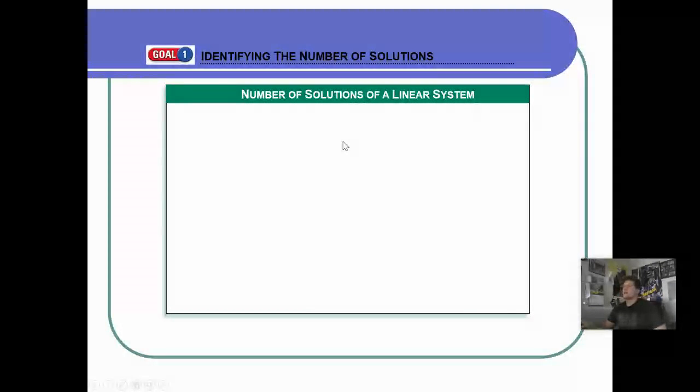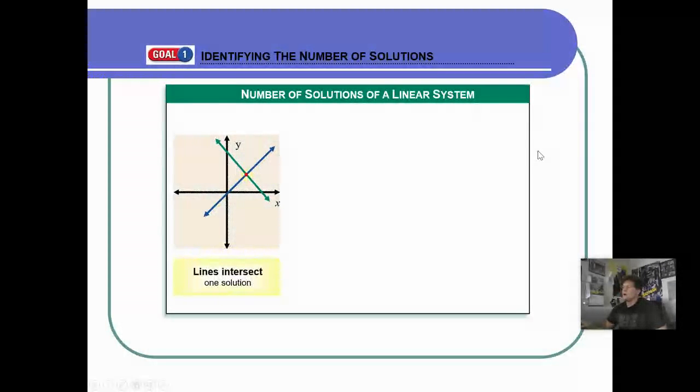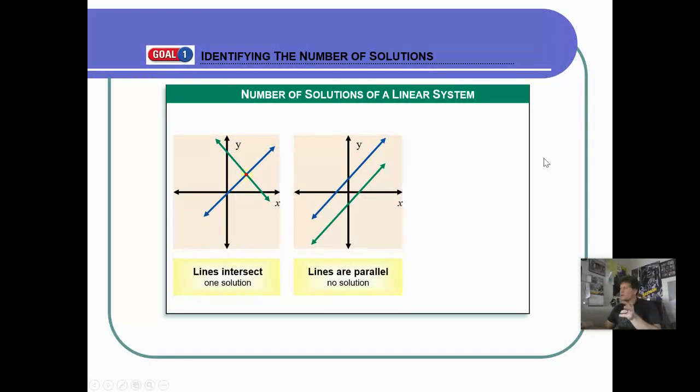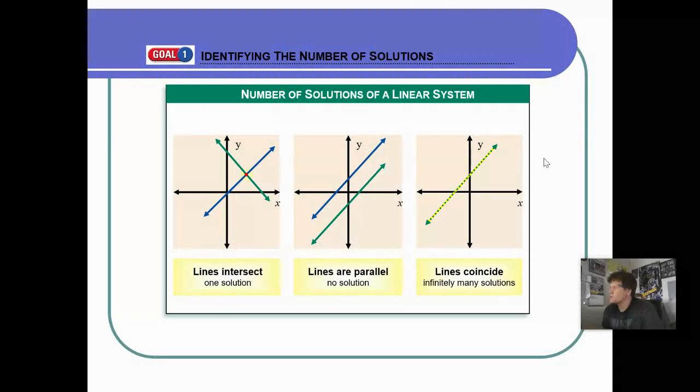Here's a little visual to help you remember the three different types we should see when graphing. We have intersecting lines, which is one solution. We have parallel lines, which is no solutions. We have coinciding lines, infinitely many solutions.